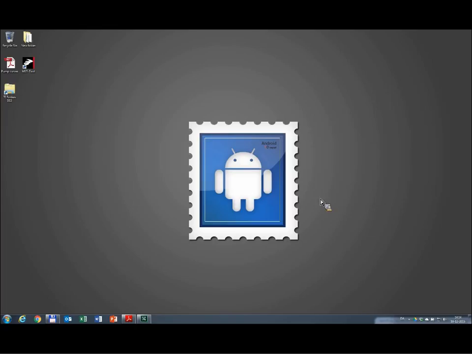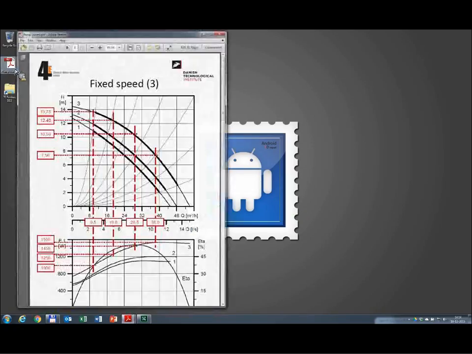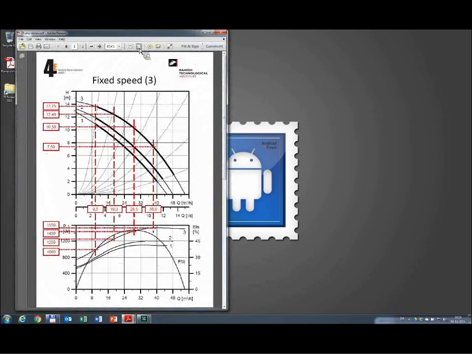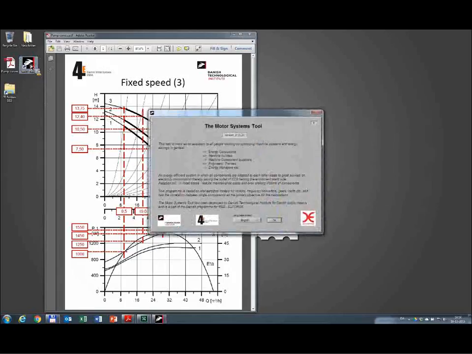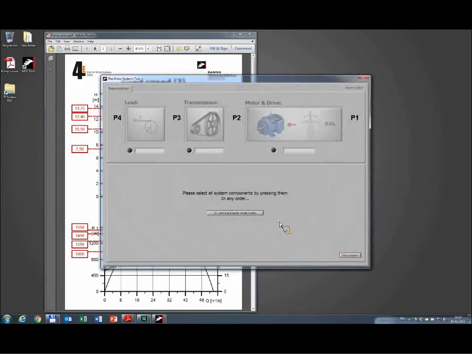And for the live example here, I will try to illustrate with the Motor Systems tool a fixed speed circulator compared to a proportional pressure circulator. I will start by putting up the curves from before, and then I will start the Motor Systems tool, which can be found at the Motor Systems Annex homepage, and it's free, downloadable.